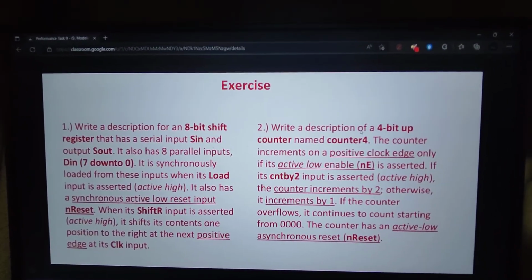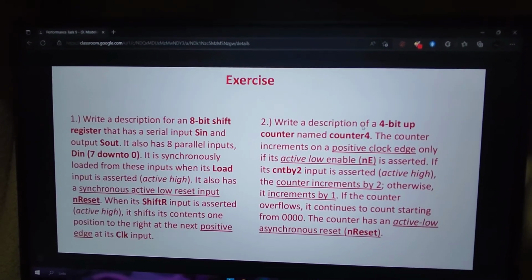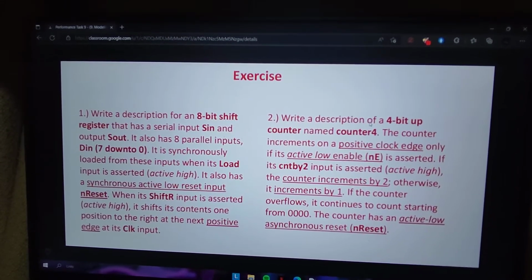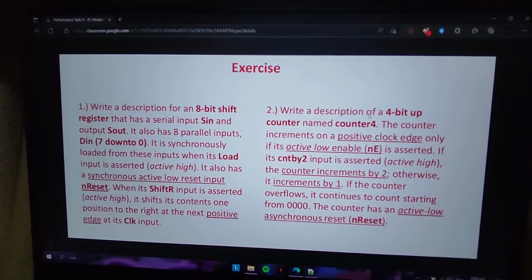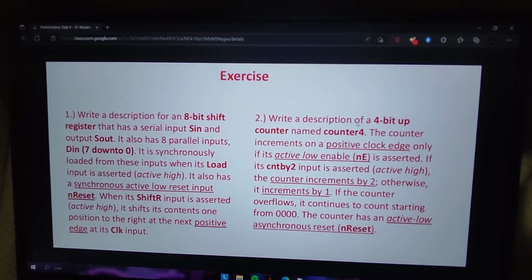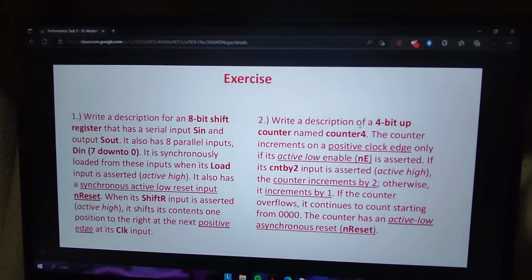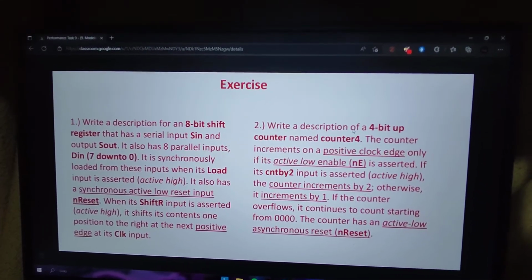It is composed of a shift register that has serial input SIN and output S out. It also has 8 parallel inputs, the data input DIN 7 down to 0. It is synchronously loaded from this input when its load input is asserted, active high, so when it is 1.